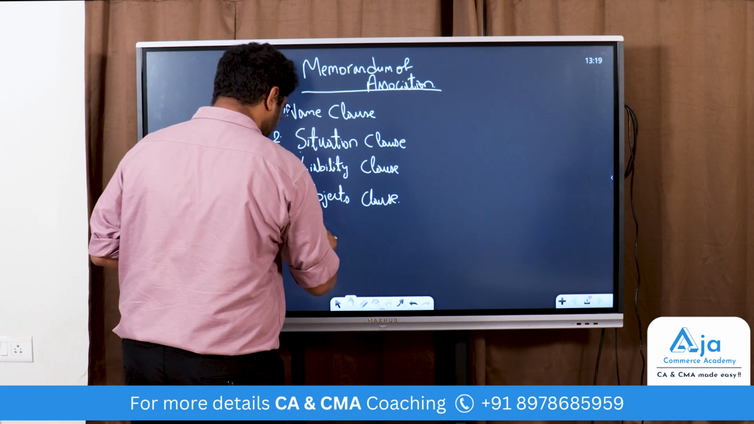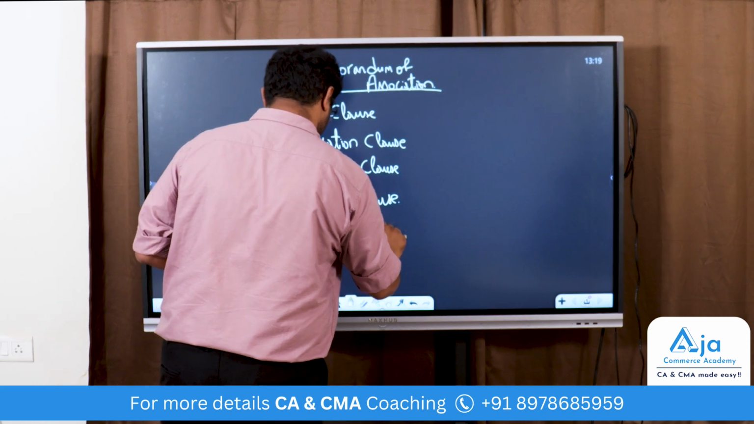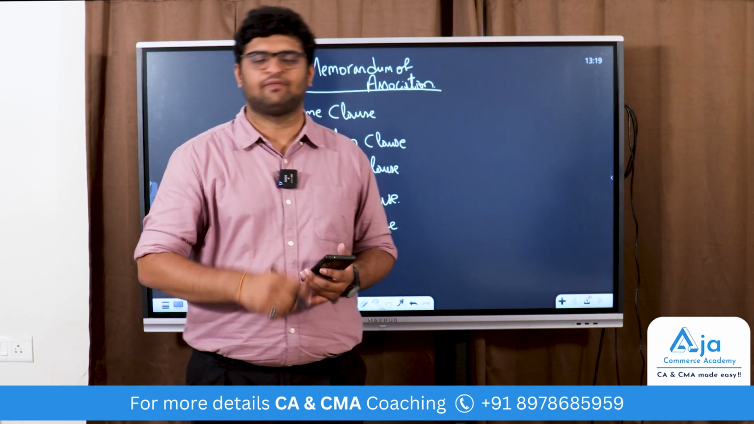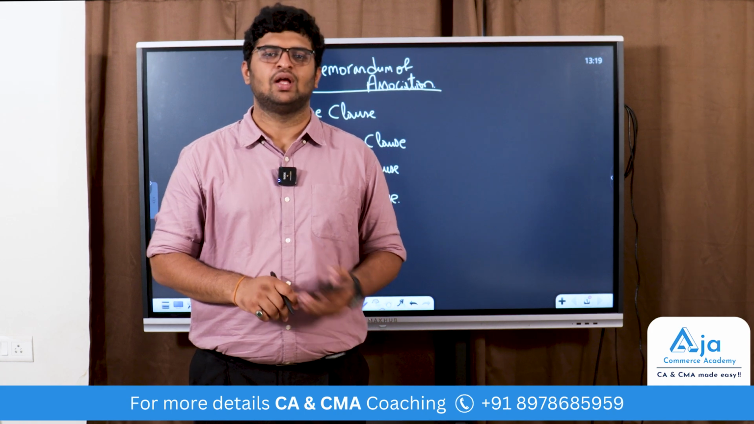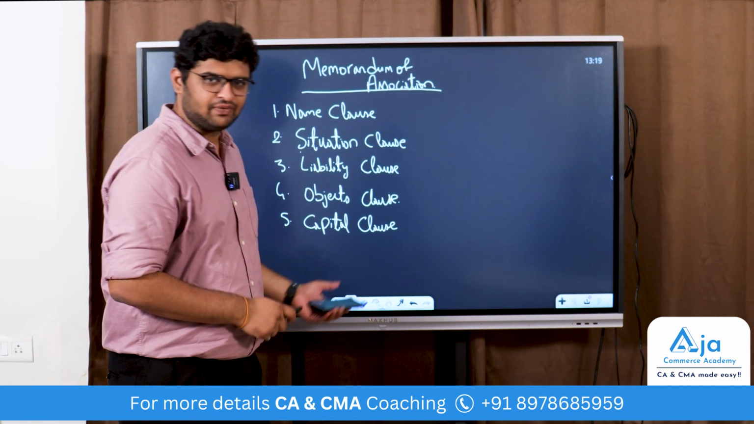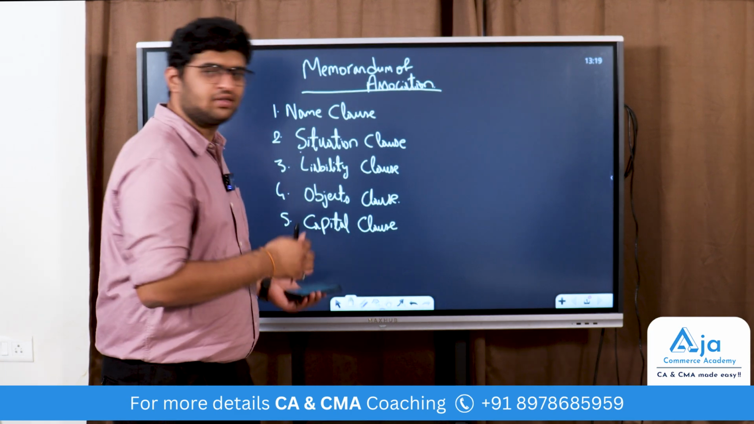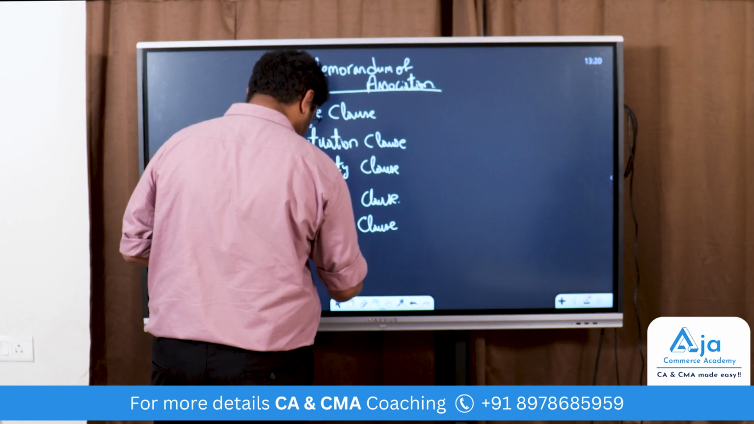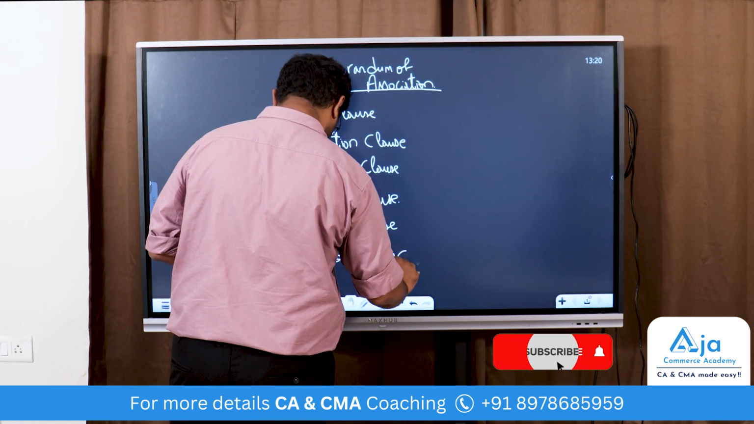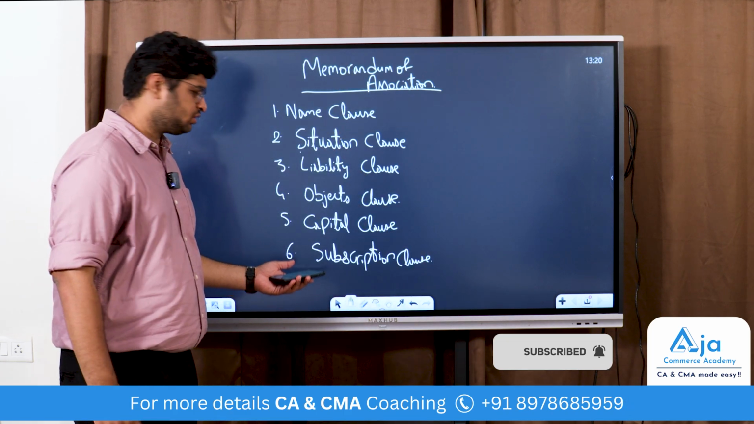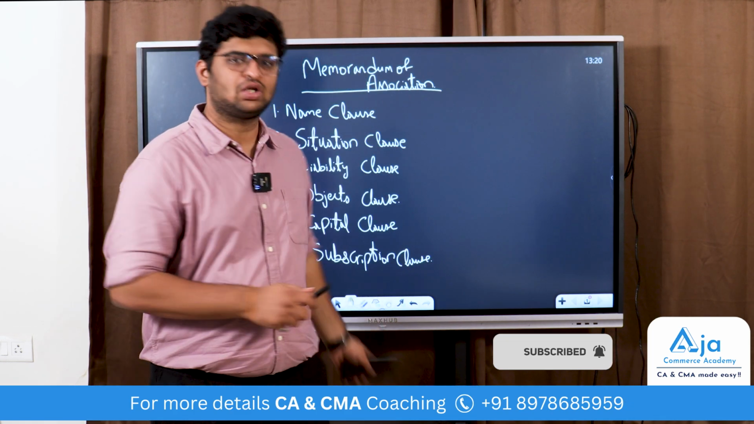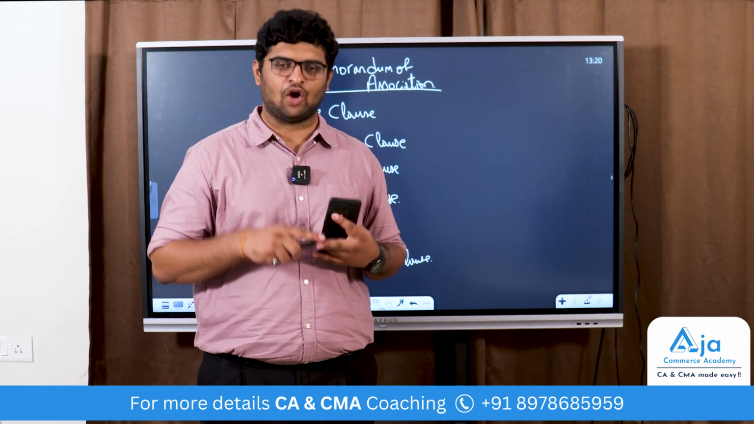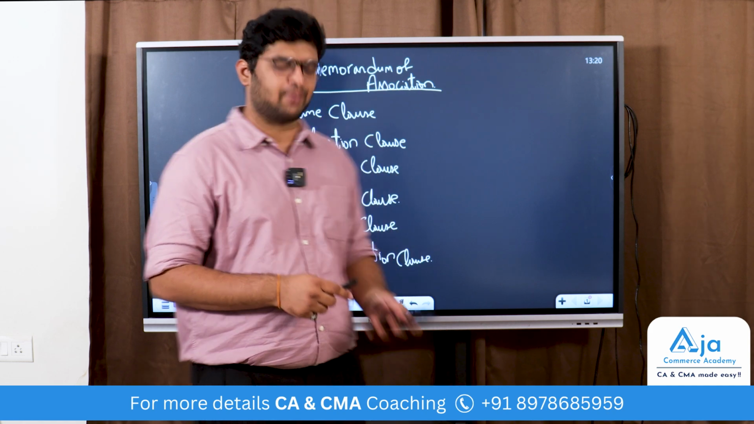Next is the capital clause. If the company is limited and has a share capital, then it has to mention the authorized share capital, the face value of the shares, and the shares that have been subscribed and paid for. Next, after this, you have the subscription clause. In the subscription clause, every subscriber to the memorandum discloses how many shares he is holding, how many shares he has bought, how much he has paid, and how many shares are left unpaid.